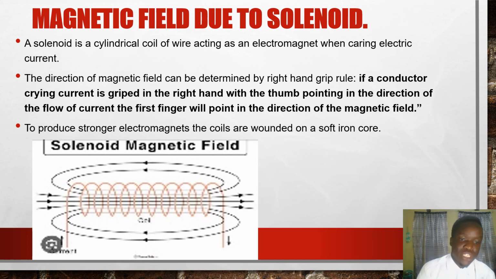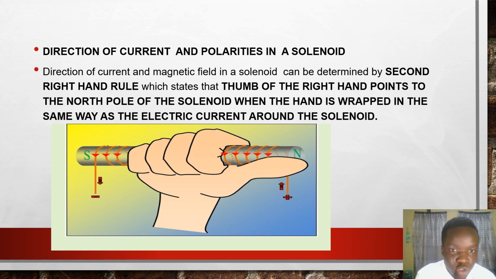This is a picture representation of a solenoid, and here we have wires wound, and this direction of current may be from here to here, and these are magnetic field patterns. The direction of current and polarity in a solenoid.